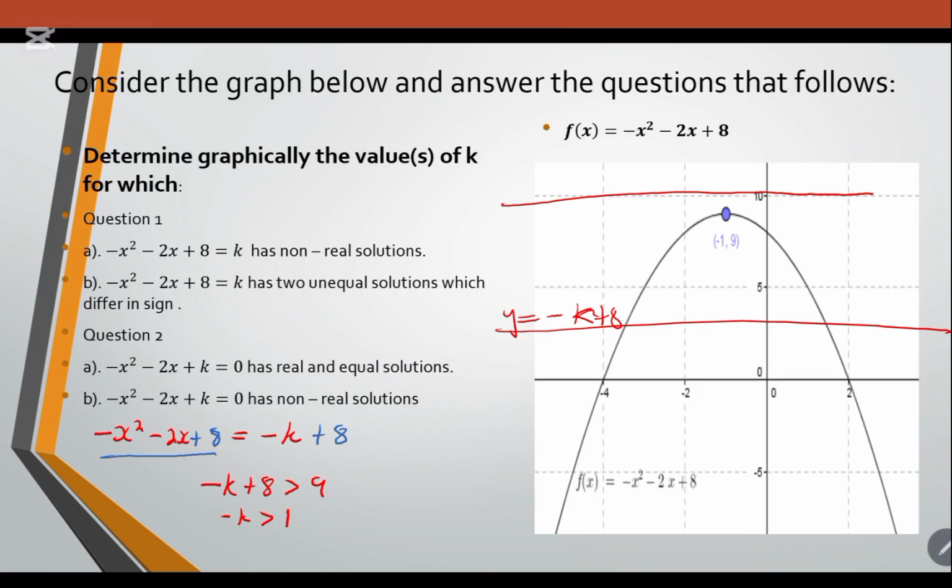We divide both sides by -1, therefore k is less than -1. So if k is a number less than -1, therefore this equation will have no real solutions.